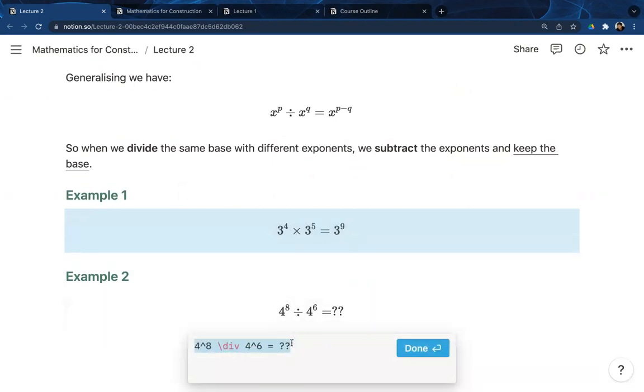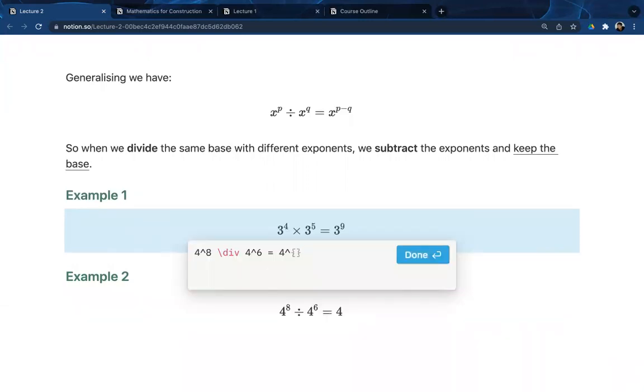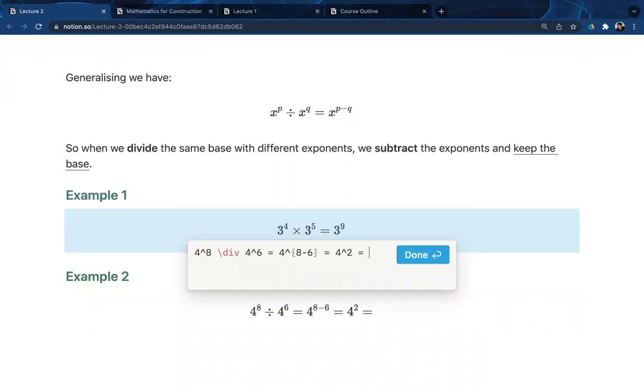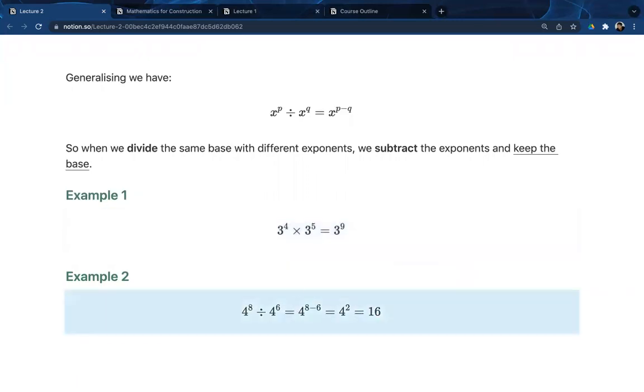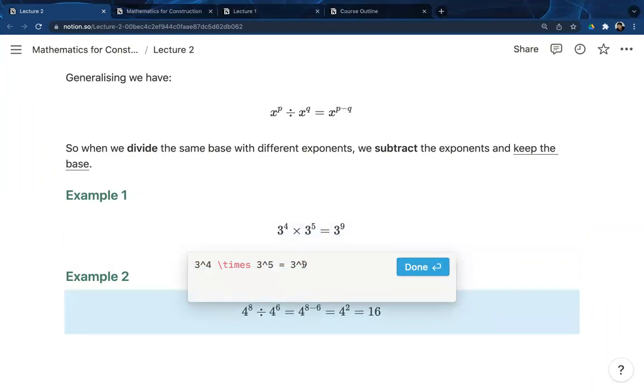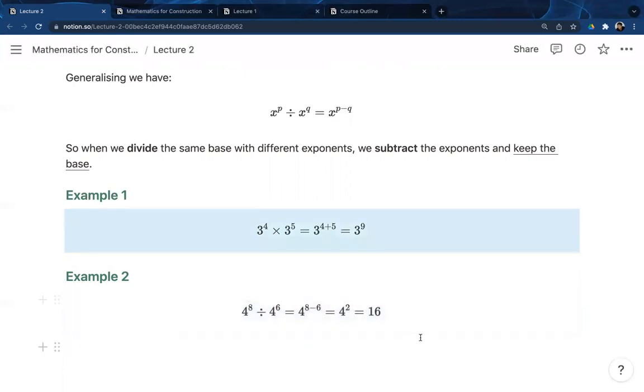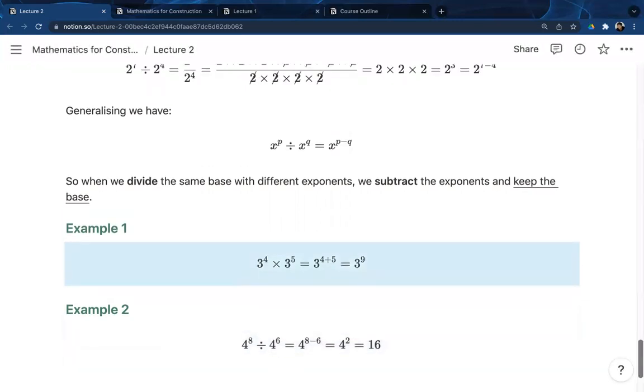Here we divide, so we need to subtract the indices. So this is 4 to the power, and I should probably put the work in, right? This is 8 minus 6. This is 4 to the power 8 minus 6 is 2. And for a small one like this, you could put the answer 16. This one here, let me put the work in. This is 3 to the power 4 plus 5, 3 to the power 9. Okay, so that's the answer there with this.